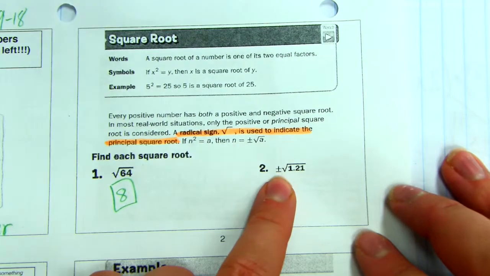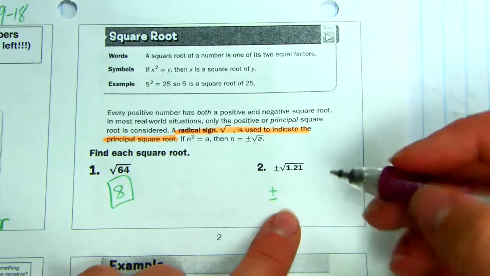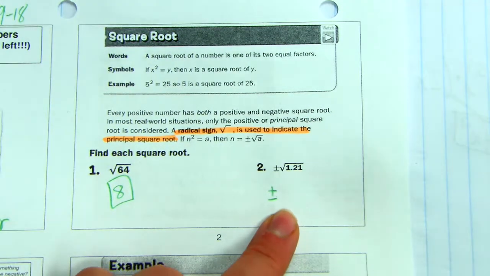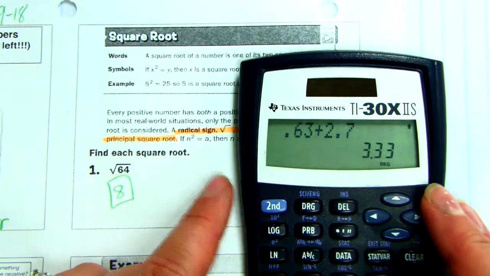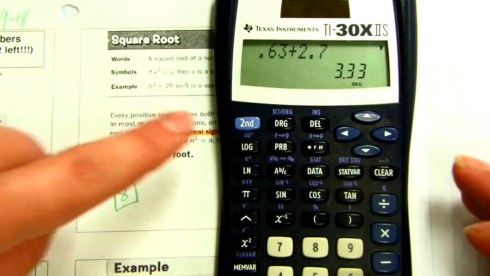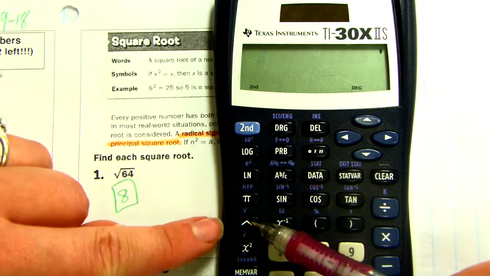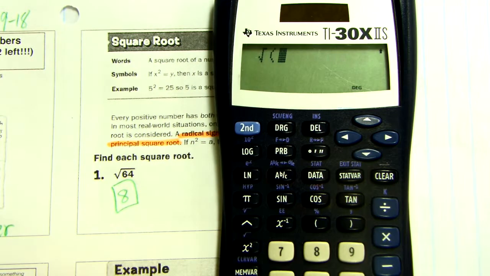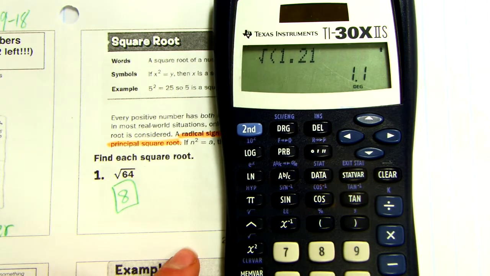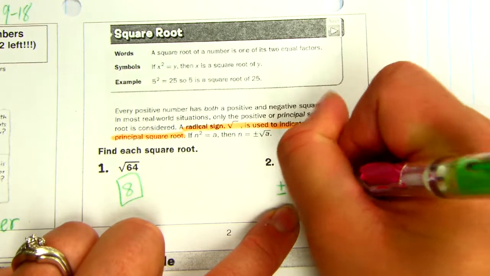In number 2, this has a plus or minus sign out front, so our answer will have a plus or minus sign. This looks like 121, which is 11. So my guess is that the answer is 1.1. But if you don't know, in your calculator you can push the second button, and then the x squared button. So you get that square root symbol, and then you can type it in, and it is 1.1. So in this case, the answer is plus or minus 1.1.